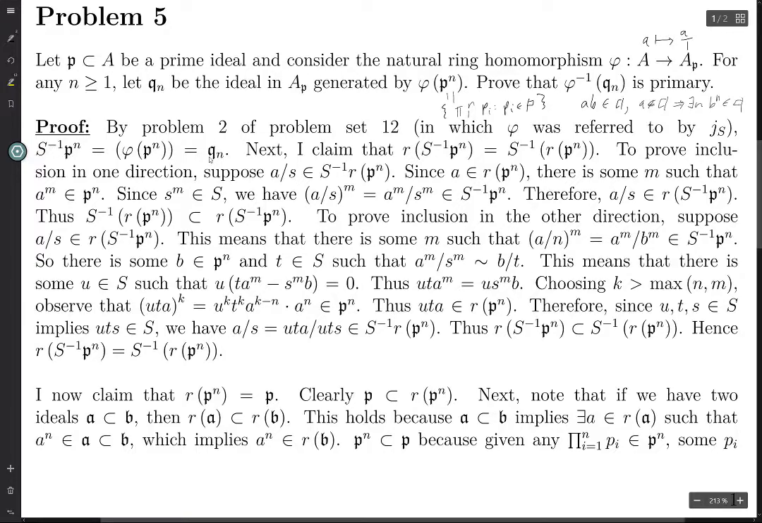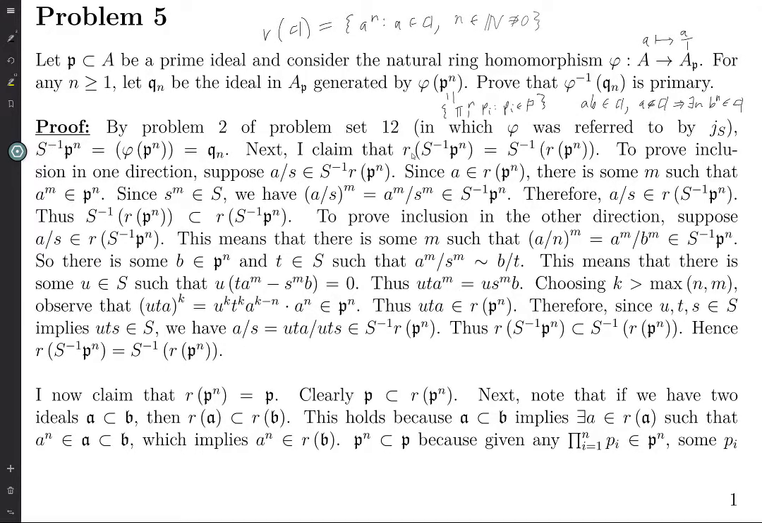Next, I claim that the radical of this is equal to the ring of fractions of this radical. So of course here, this is the radical of the ideal A. This is just all things of the form a to the n, where a is in A, and n is in the natural numbers. Of course, not including 0. Well, 1 is, no. Yeah, it's definitely not including 0.